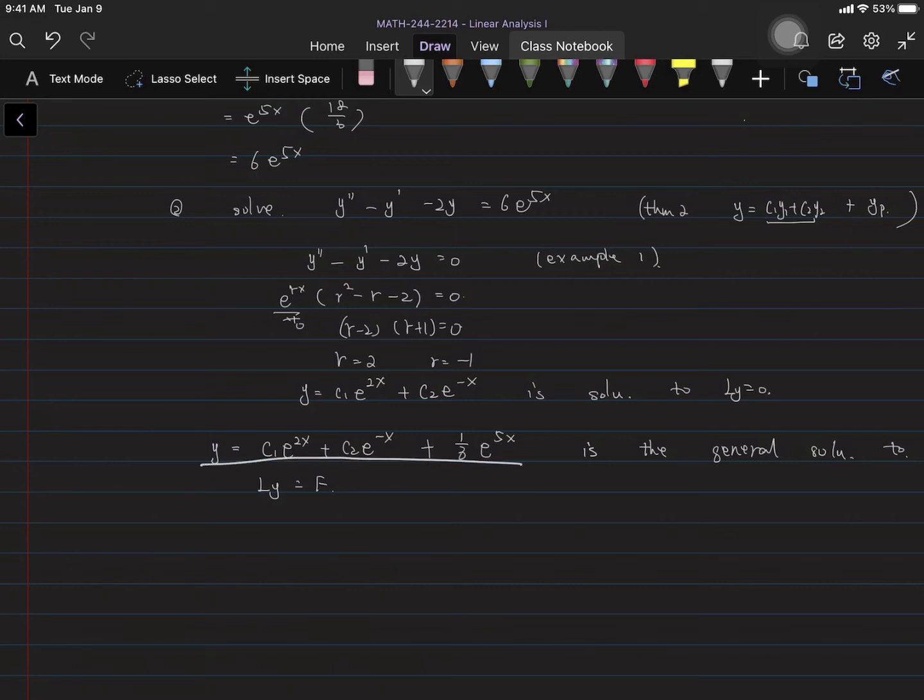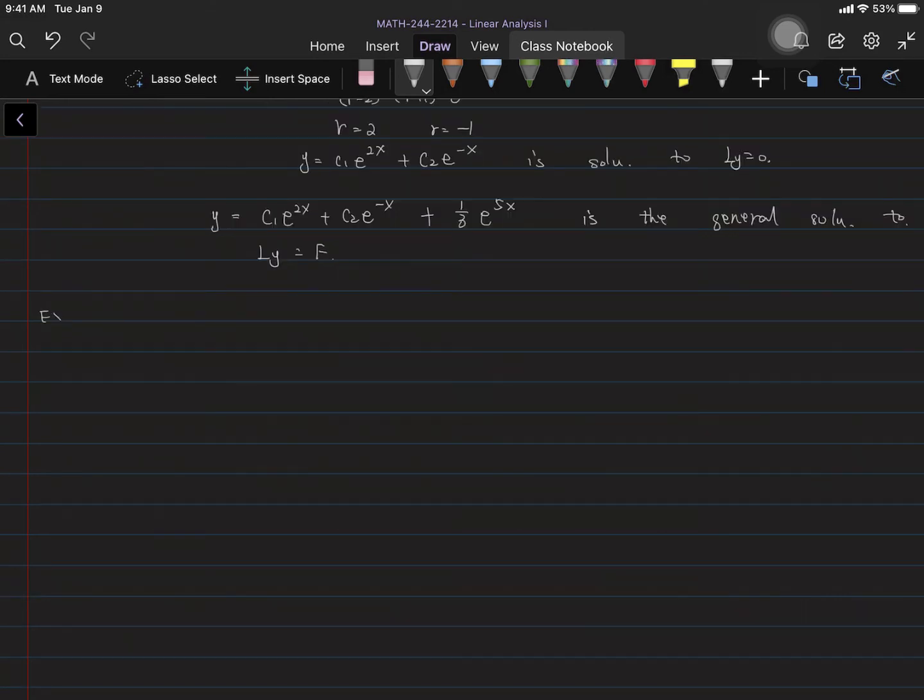Now let's take a look at this exercise problem. We want to determine a particular solution.